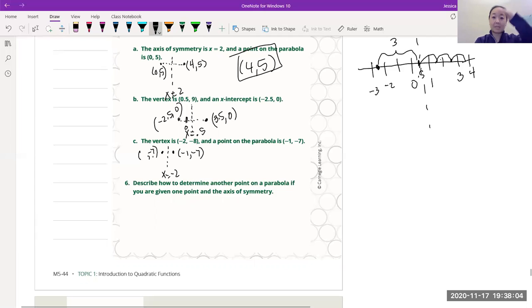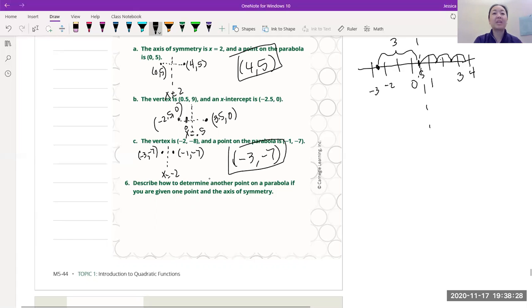Because the height stays the same, we just want to know the x parts. So how far is -2 from -1? It's just 1 away, 1 to the right. So we're going to go just 1 to the left, so we're going more negative. That's going to be -3. All right, so that's our answer. It's going to be (-3, -7).